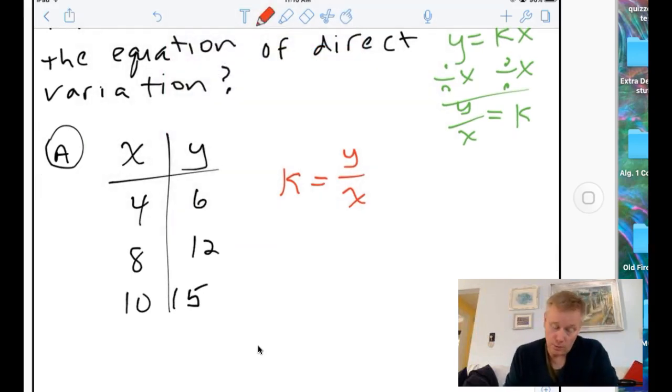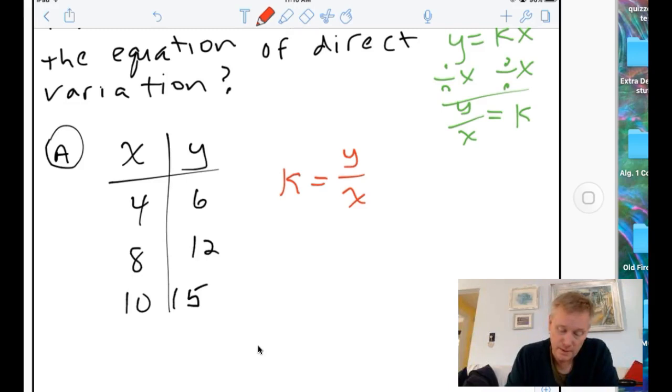All right, which means if I take these values in the table, the x's and the y's, and I take y and divide it by x, what do you get? If you get the constant of variation, the same number for all three division problems, then it's direct variation. If you get anything other than the same number, then it's not. So let me show you what I mean.